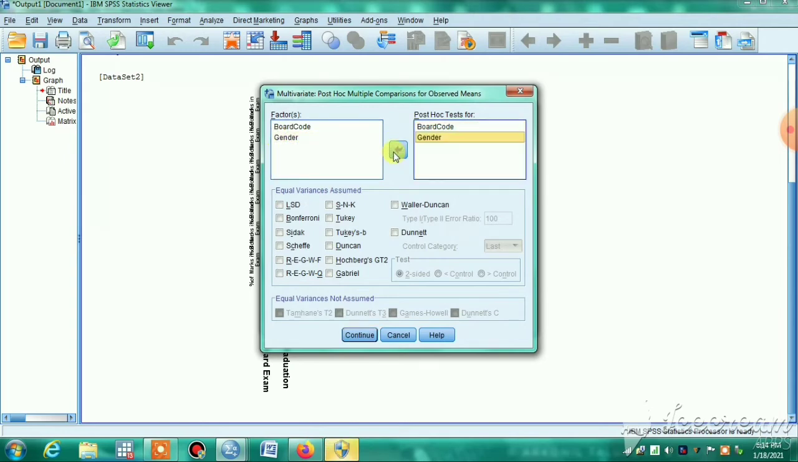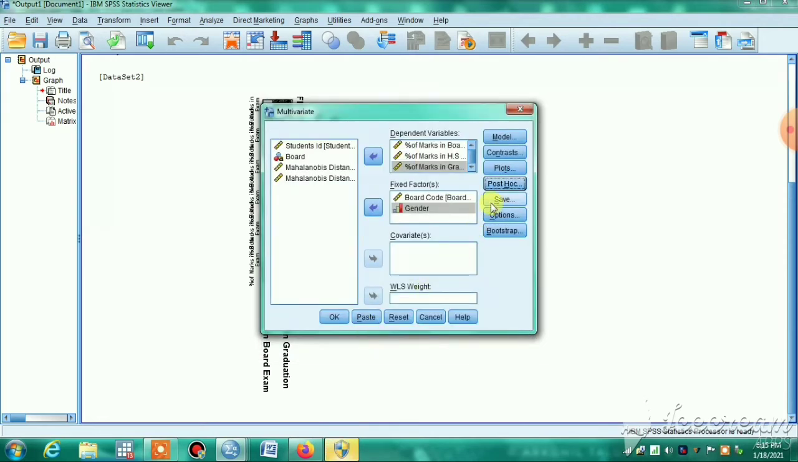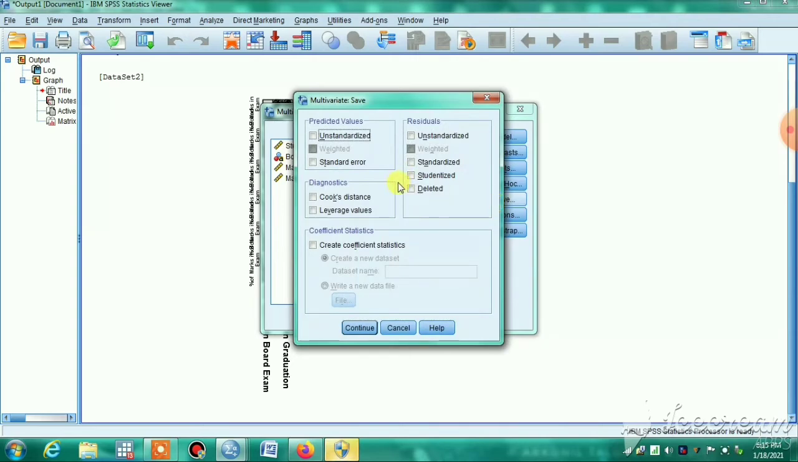Okay, and since the sample sizes are the same for the three categories under board, ICSE, CBSE and SBSE, it's better to click Tukey. In case of differences with respect to different categories, the most important thing is Scheffe, but at this moment we click Tukey. Okay, continue. Then save. We want to see nothing is changed.